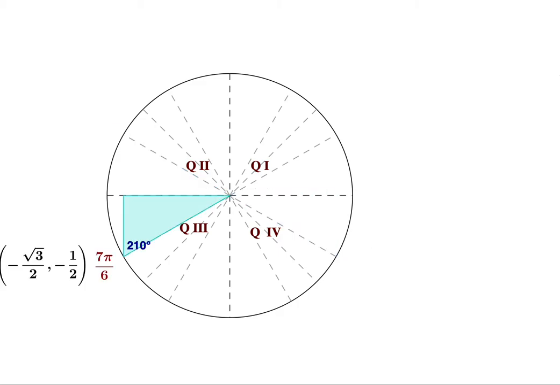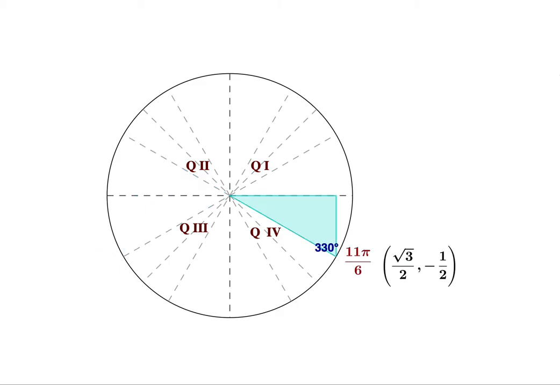And then for quadrant 3, we have a negative x and y. In quadrant 4, we have a negative y but positive x.